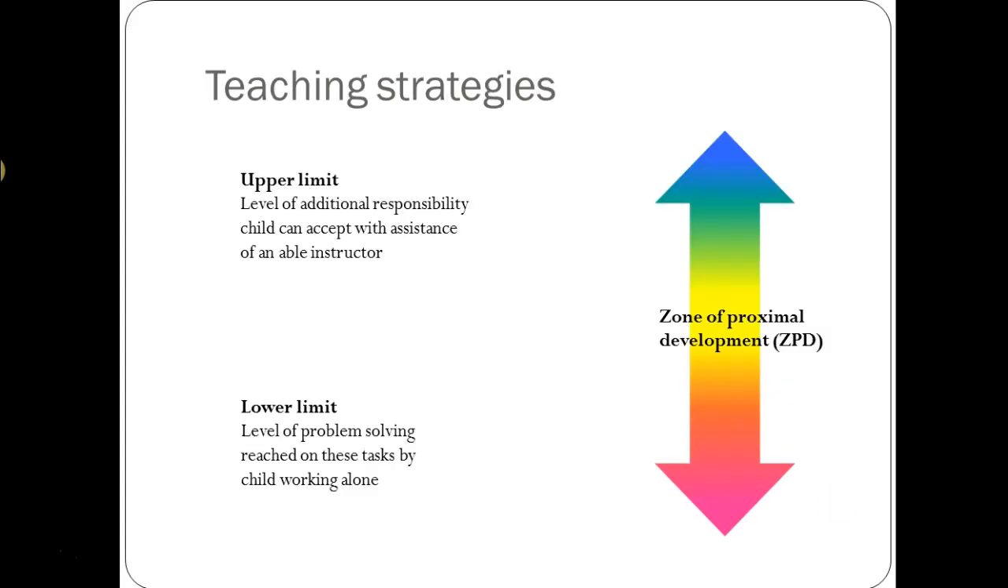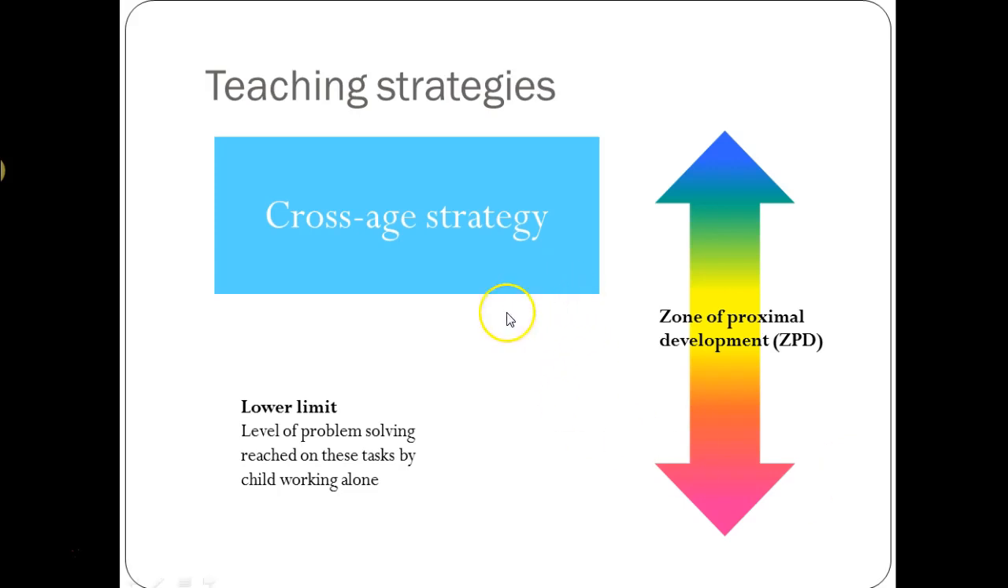For example, you can take a look at this graph here. What do we call the zone of proximal development, the ZPD? The upper limit in this direction means the student needs more assistance, sometimes from the teacher, sometimes from a more capable student. And the lower limit usually means that the student can finish their assignment or task independently.